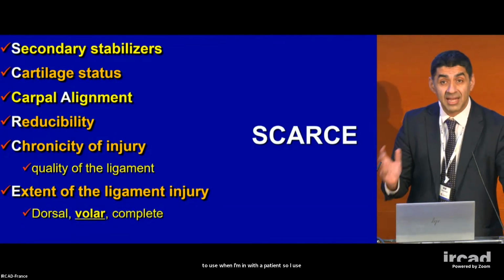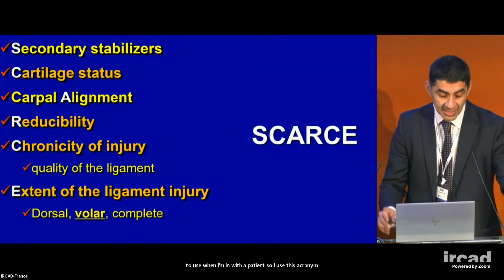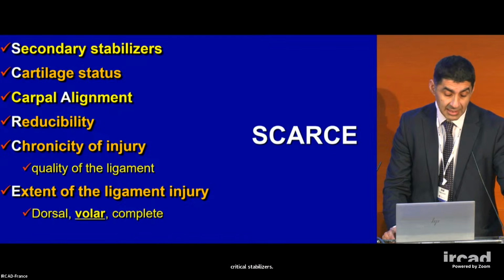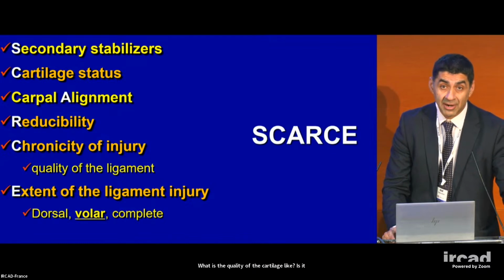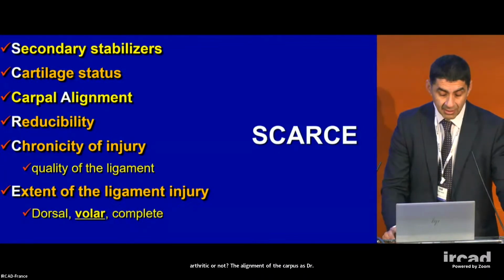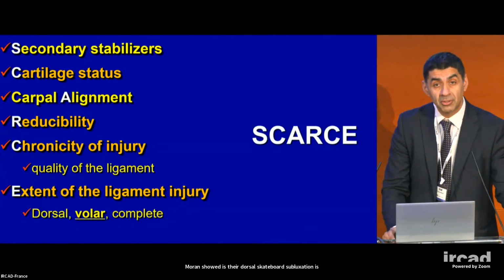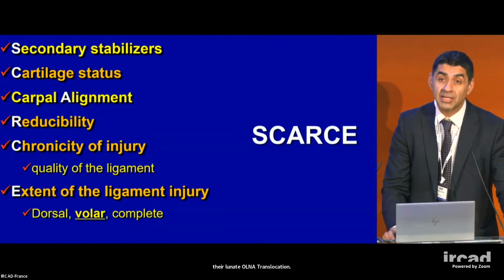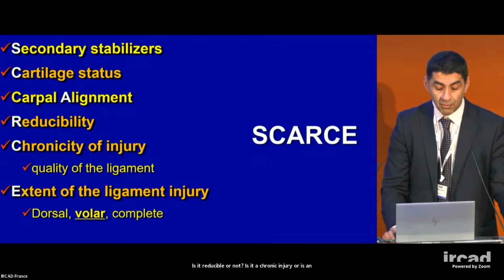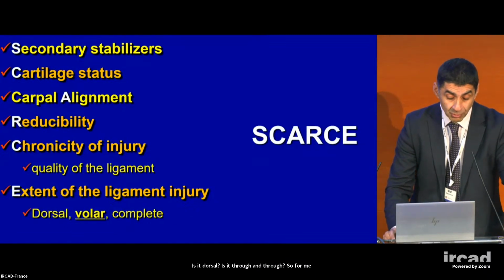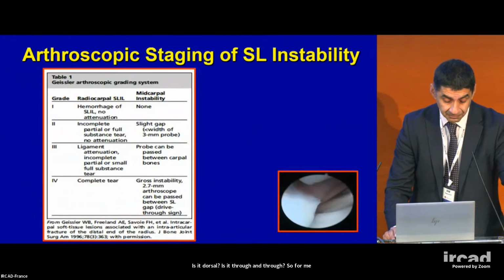I consider the secondary stabilizers, or the critical stabilizers. What is the quality of the cartilage like? Is it arthritic or not? The alignment of the carpus, as Dr. Moran showed: is there dorsal scaphoid subluxation? Is there lunate ulnar translocation? Is it reducible or not? Is it a chronic injury or an acute one? And finally, where is the location of the injury? Is it dorsal? Is it volar? Is it through and through? For me, arthroscopy is a very powerful tool to try and answer these questions.